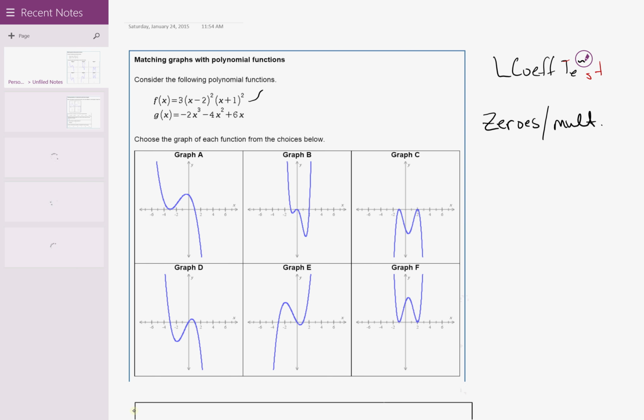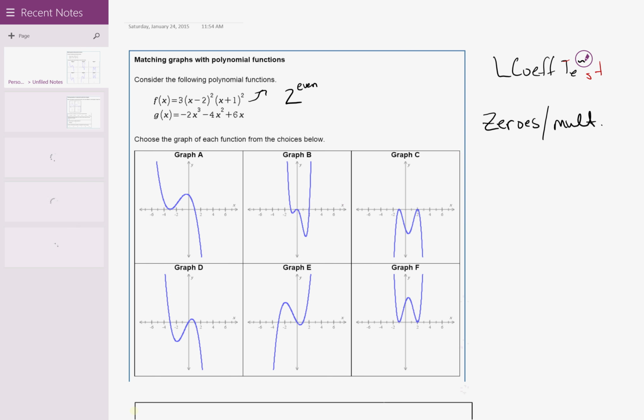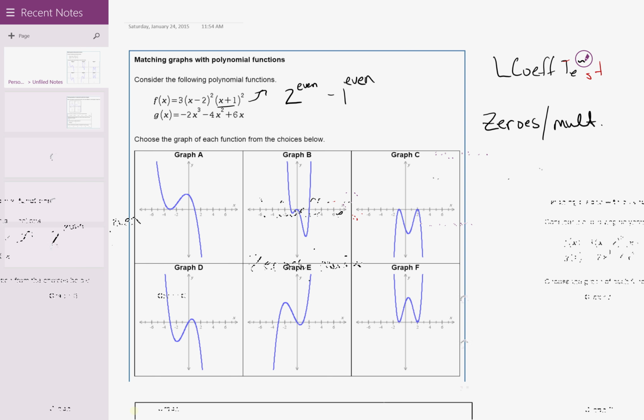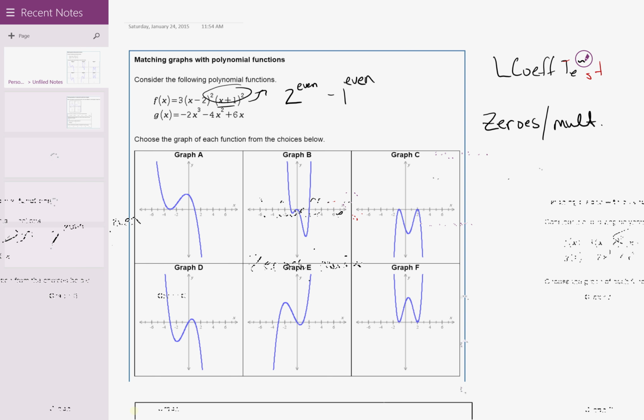So for f of x, I know that I have a 0 at 2, and it has an even multiplicity. So at 2, the graph touches and turns around. And I know that I have a 0 at -1, and that it has an even multiplicity. And I know that it touches and turns around at -1. I also know that it is a 4th degree polynomial equation, which means it has a maximum of 3 turning points.